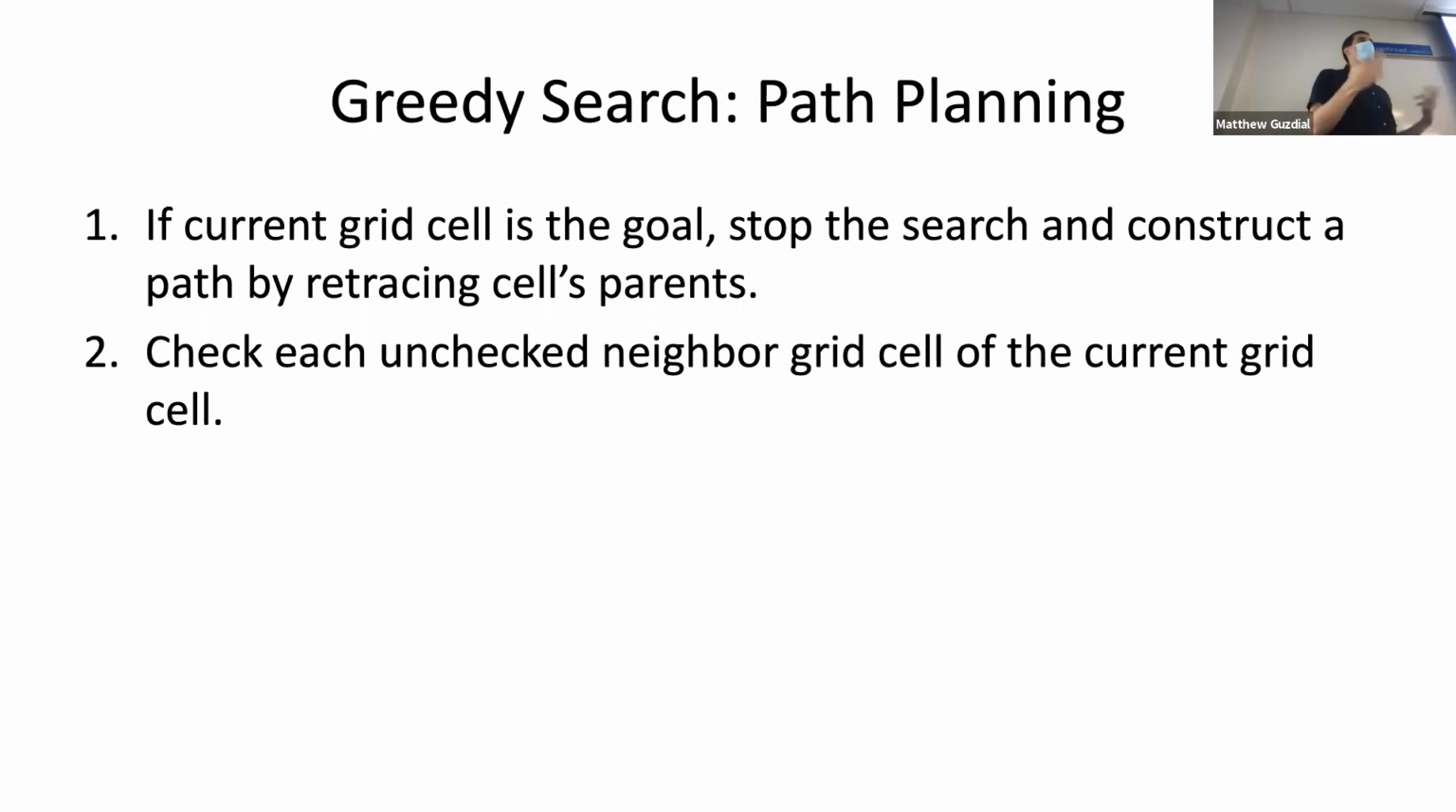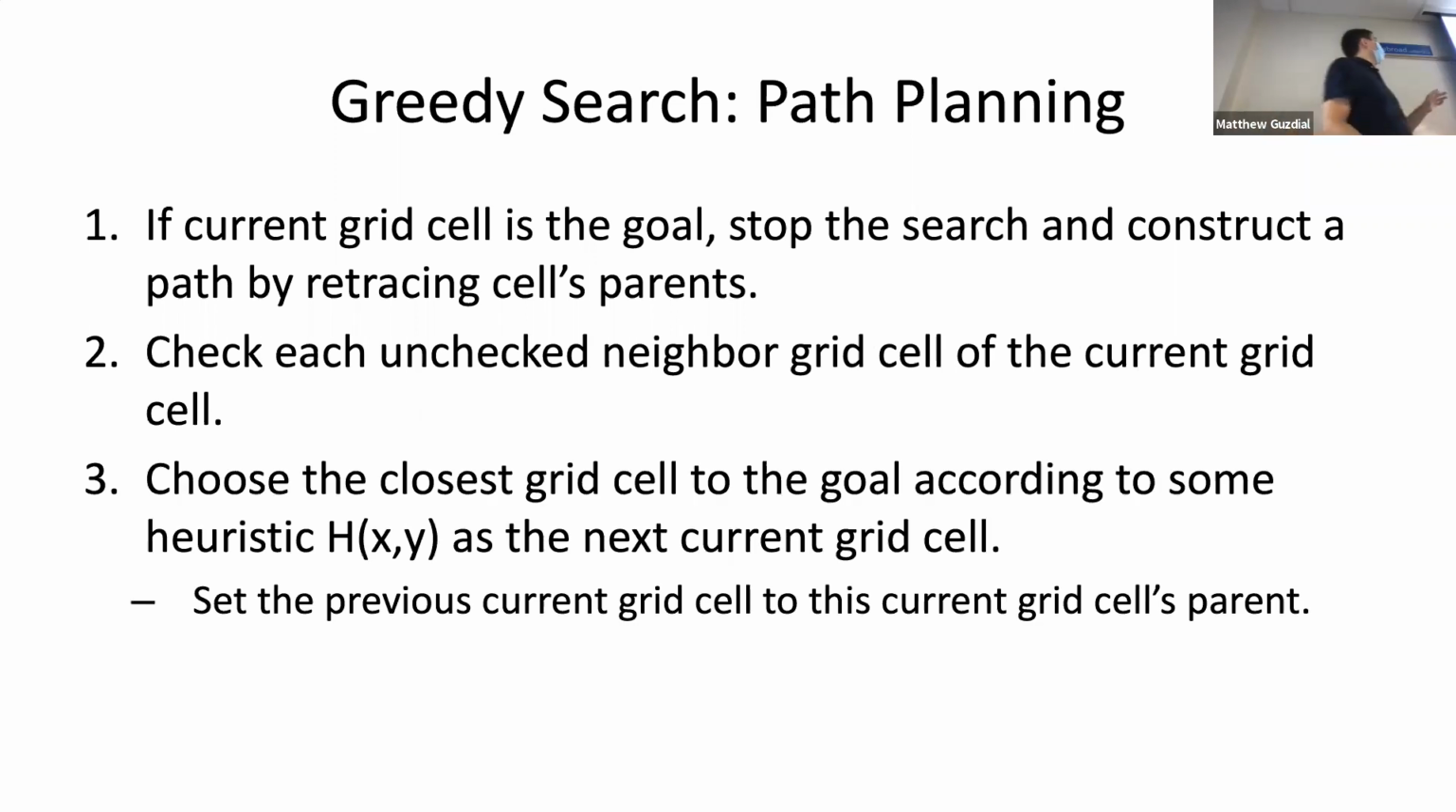You just have a for each loop or a for loop. We're going to iterate through all those nearby ones. We're going to say, hey, is any of these the right one? If none of these are the right one, we want to choose the closest grid cell to the goal according to some heuristic, okay? A heuristic takes in an X and Y position and has a notion of the goal. And that's going to tell us the next current grid cell. Generally, the heuristic is something like the shortest distance. So whichever one of these has the shortest distance to the goal, that's the next place we're going to go. And then we're going to set the previous current grid cell to this current grid cell's parent. This is important as a bookkeeping thing, which is going to be helpful for finding the path once we do find the path, if we find the path, okay?